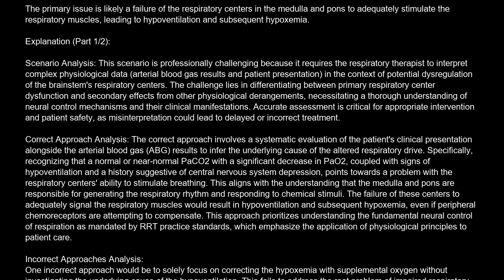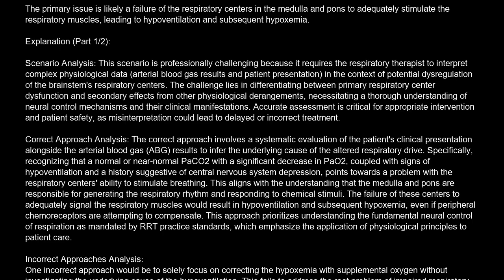Correct approach analysis. The correct approach involves a systematic evaluation of the patient's clinical presentation alongside the arterial blood gas (ABG) results to infer the underlying cause of the altered respiratory drive. Specifically, recognizing that a normal or near-normal PaCO2 with a significant decrease in PaO2, coupled with signs of hypoventilation and a history suggestive of central nervous system depression, points towards a problem with the respiratory center's ability to stimulate breathing.